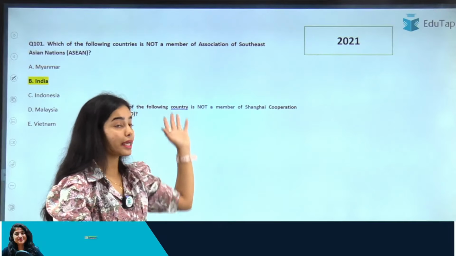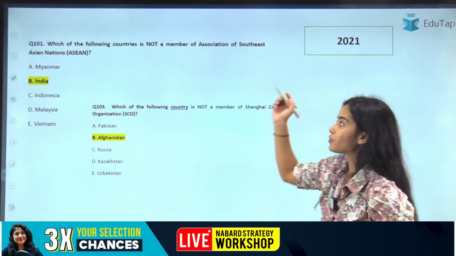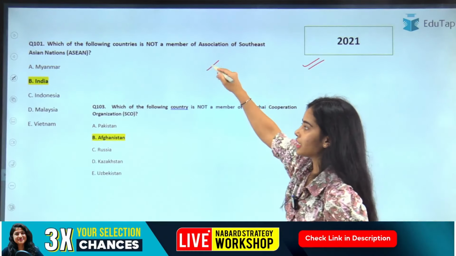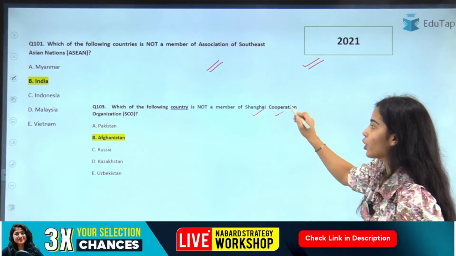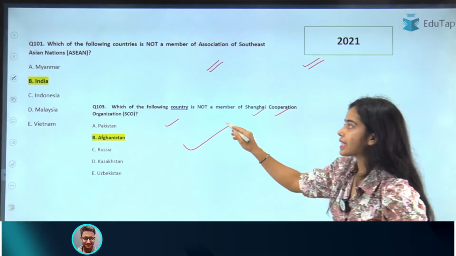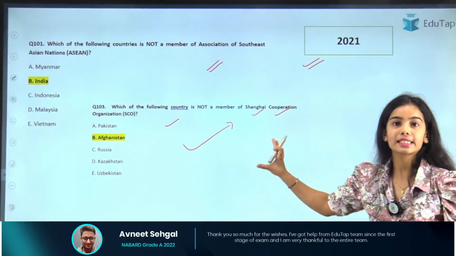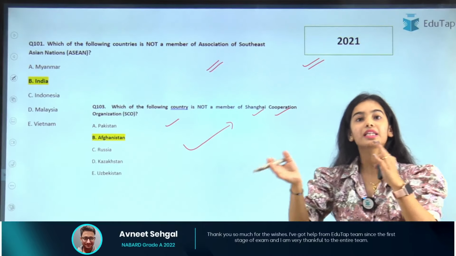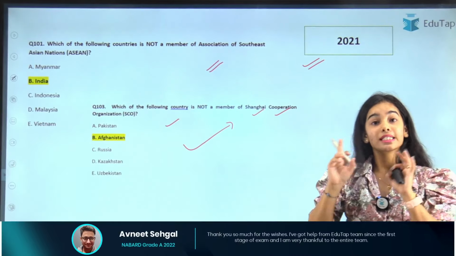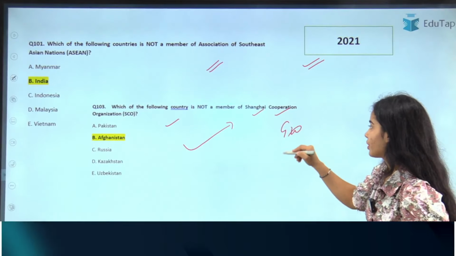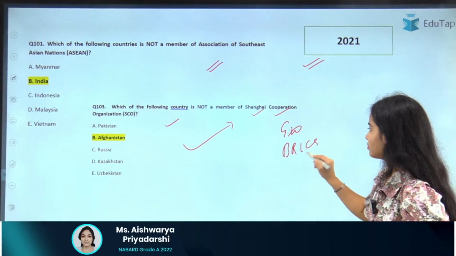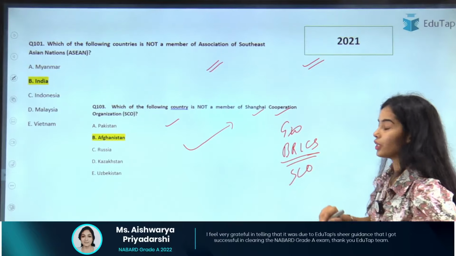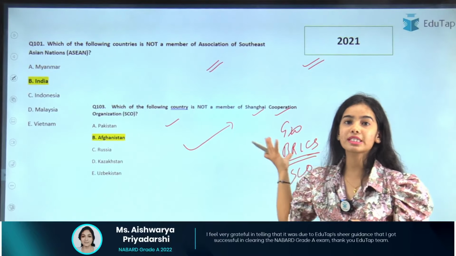Coming to the questions in 2021. There was a direct question regarding ASEAN. There was a direct question regarding the Shanghai Cooperation Organization. So you can understand that at that time ASEAN and SCO were in the news, and that's why their questions came in the examination. Similarly, right now G20, BRICS and SCO are in the news. So again, the static questions can come from these.